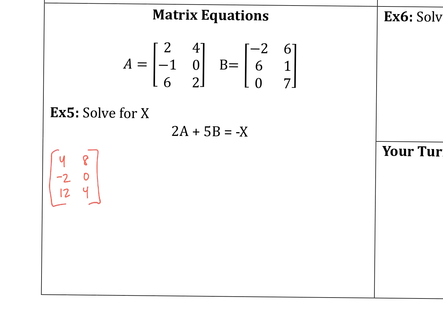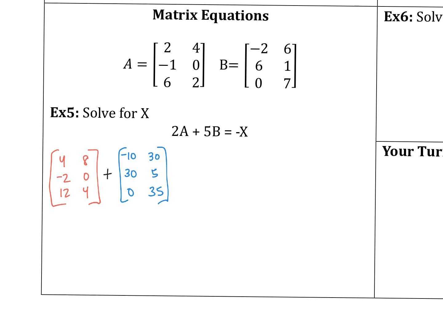And we're adding together that B matrix, but multiplied by 5. Negative 2 times 5 is negative 10. 6 times 5 is 30. 0 times 5 is 0. 6 times 5 is 30. 5 times 1 is 5. And 5 times 7 is 35.